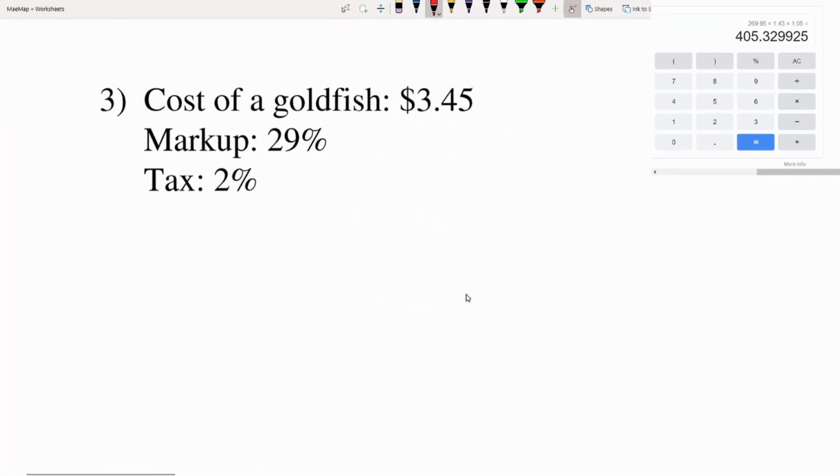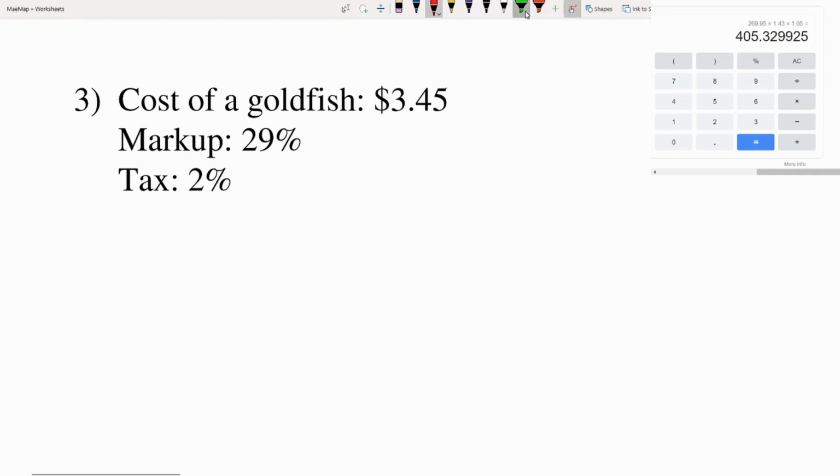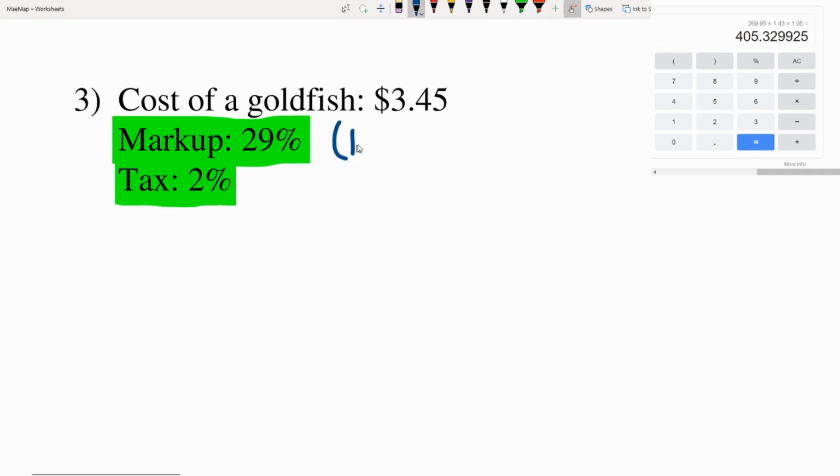Moving right along to number 3, again, we have a markup and a tax. So we're going to convert each of those to a decimal and add them to 1. So this will be 1.29 and this will be 1.02. And again, that's changing them both to a decimal. So this would be 0.29 and this would be 0.02 because we're moving that decimal place over twice. And then we're adding those to 1. That's how I get my 1.29 and my 1.02.